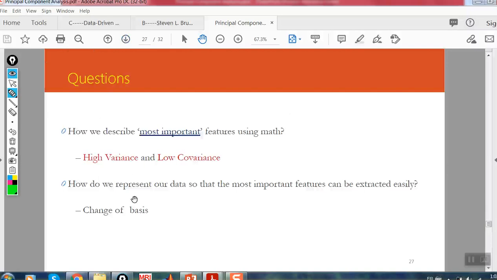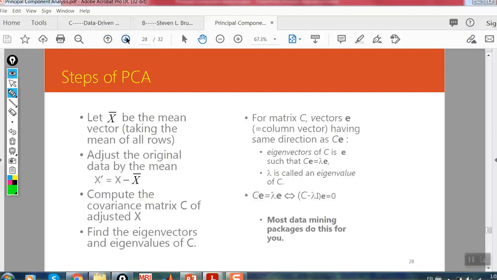Then what are the most important features? The features with high variance and low covariance. How do we represent our data so that the most important feature can be extracted easily? Okay, this is our question at this moment. But we must keep the data with high variance and low covariance.